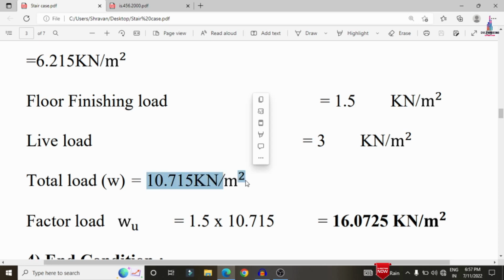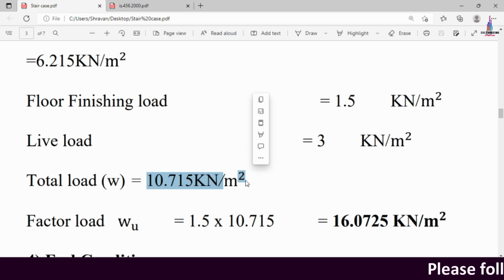After calculating the summation of the respective loads, we need to consider an extra 50% of the load as a factor load. Why? Because if you design according to the considered load only, then it will not resist in some conditions. Due to that reason, we have to consider the safety of the structure. So here the factor load is 1.5 times 10.715, which is equal to 16.0725 kilonewton per meter square. Okay, so this is the factor load.